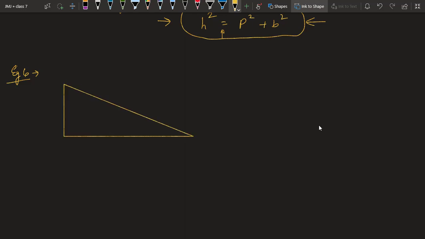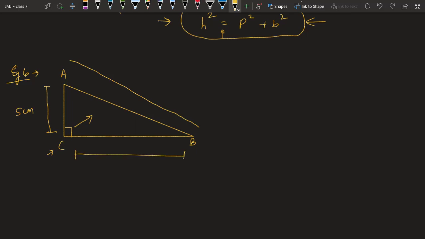The question is given as a triangle ABC, right angled at C. You can see the right angle is at angle C. Now can you tell me which is your hypotenuse? Very simple. The side opposite to the right angle is your hypotenuse. So this AB is your longest side or hypotenuse. The question is saying if AC is given to you as 5 centimeter, BC is given to you as 12 centimeter. Find AB. So we have to find the length of AB.